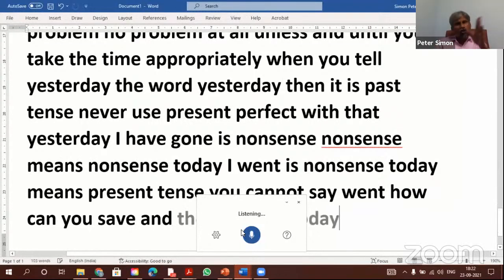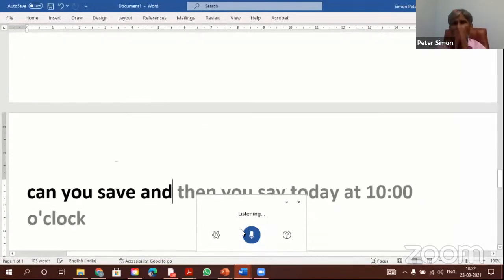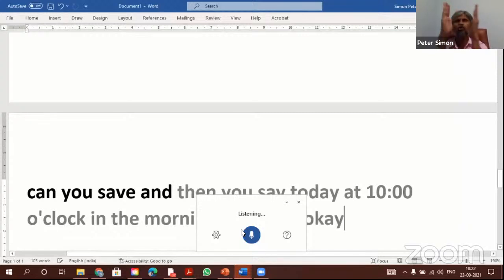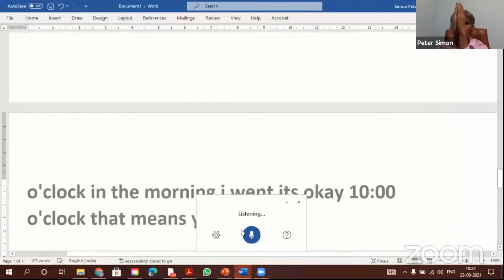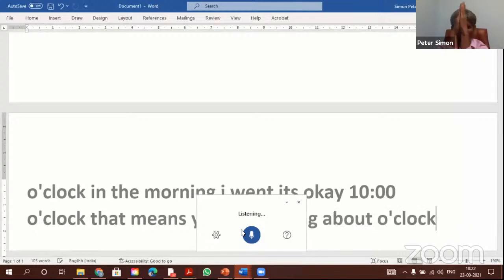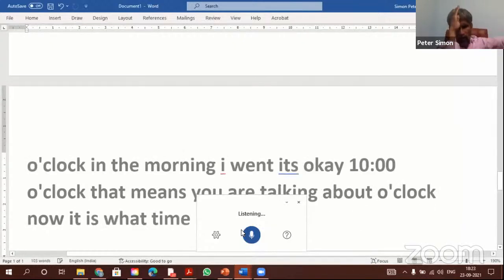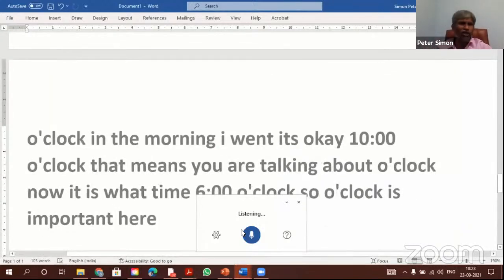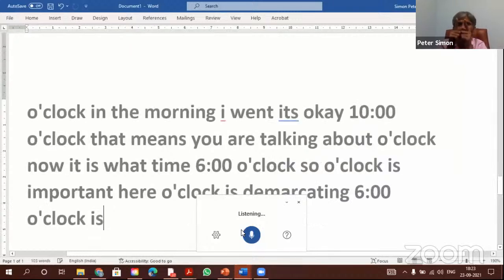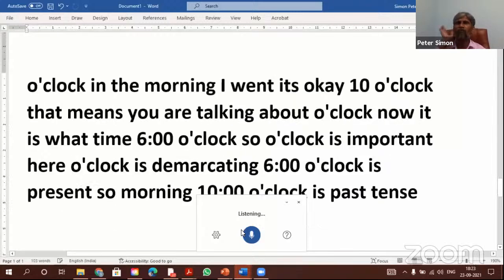It's okay. 10 o'clock. That means you're talking about o'clock. Now it is what time? 6 o'clock. So o'clock is important here. O'clock is demarcating. 6 o'clock is present. So morning 10 o'clock is past tense. Night 10 o'clock is future tense. That's very clear. So if you want to talk about tense differentiation, try to understand what is the unit of time.